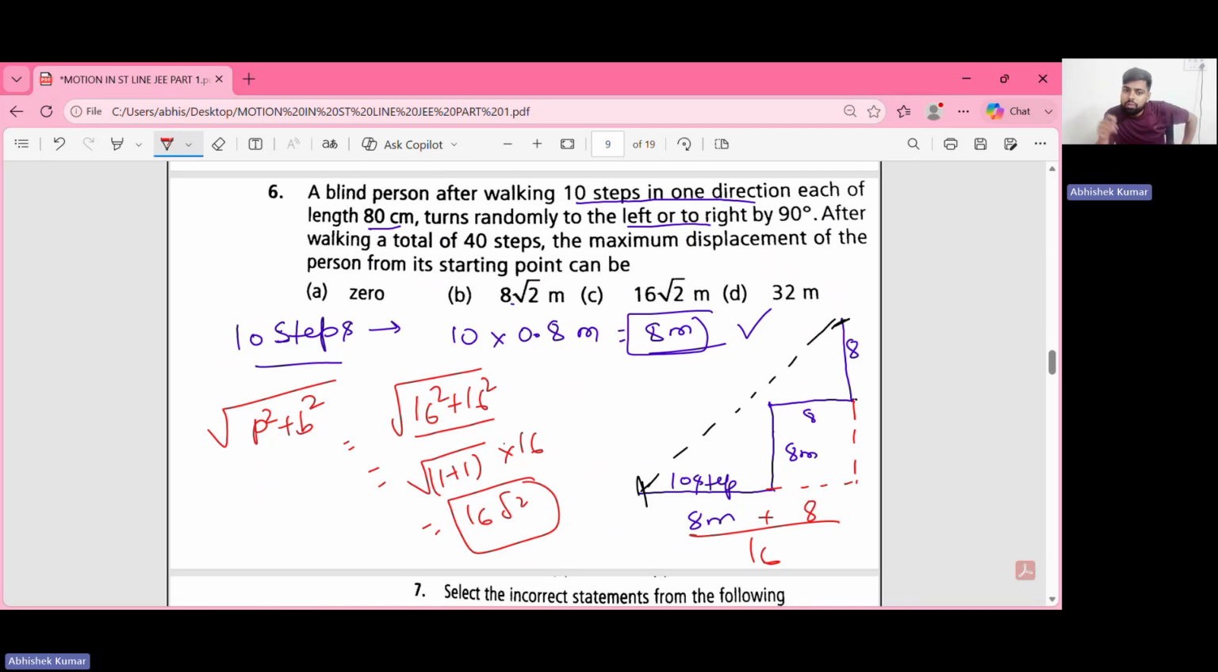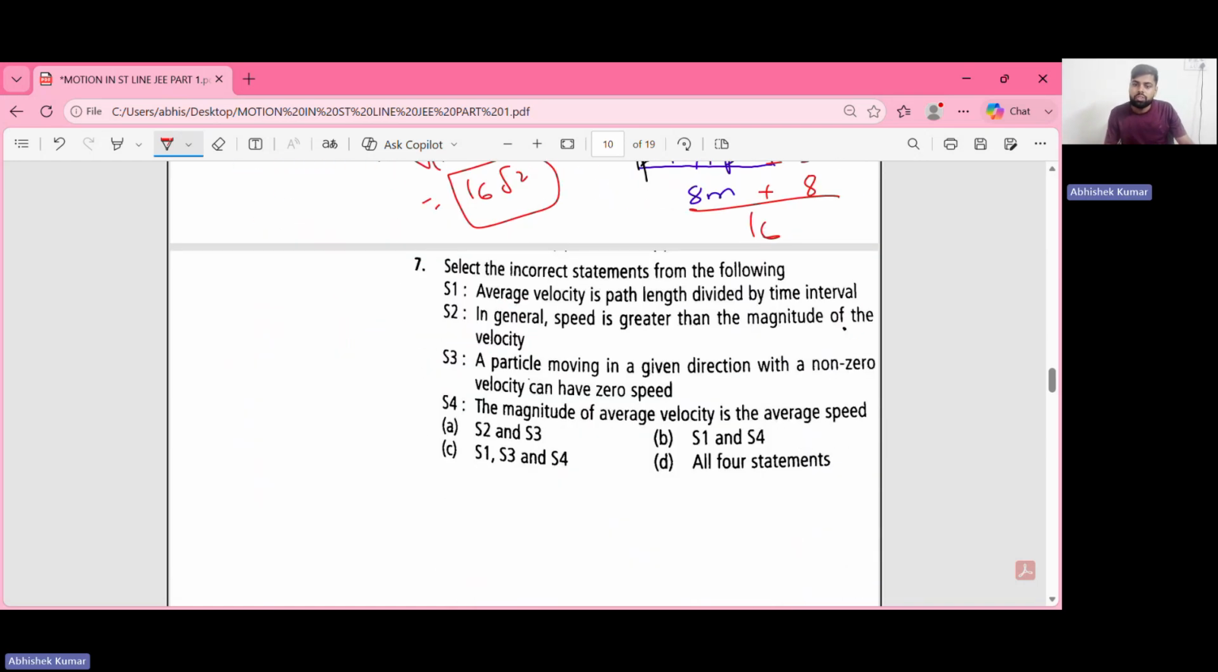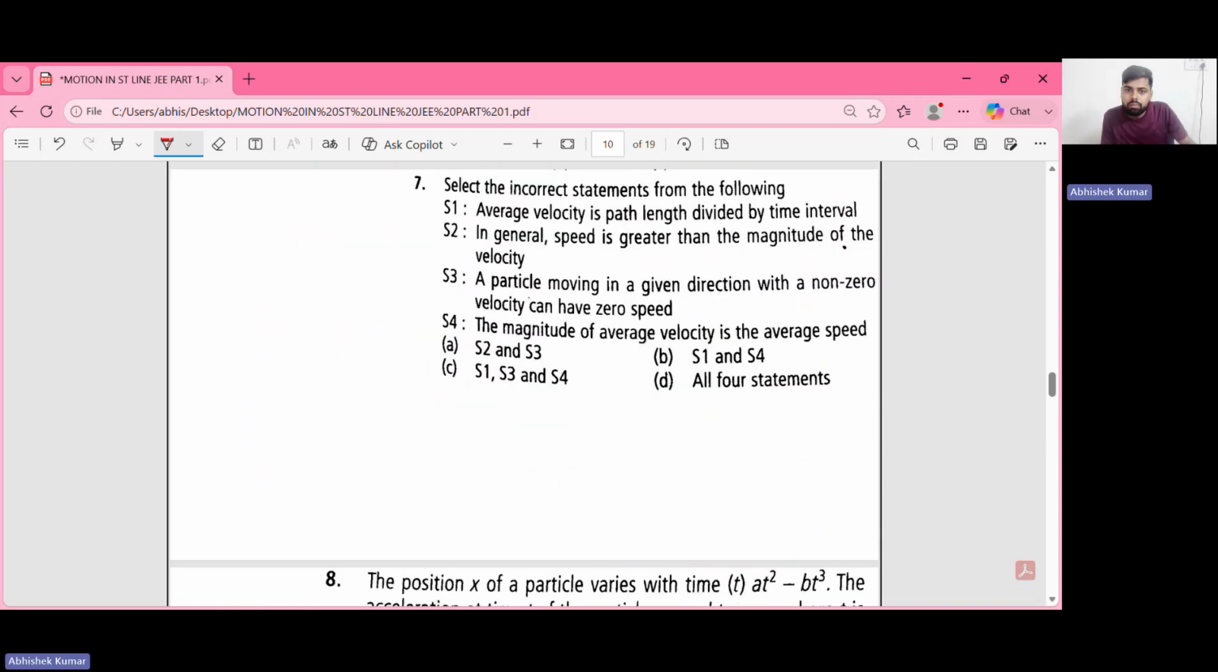Okay. So now let's talk about the next thing. What is the next thing that is also important to know? This is the question. I hope you will understand this question and try to give me the answer. Meanwhile, I will also discuss with you what the correct answer is. Select the incorrect statement of the following. The average velocity is the path length divided by the time taken. They are saying incorrect, we have to take out the incorrect one.